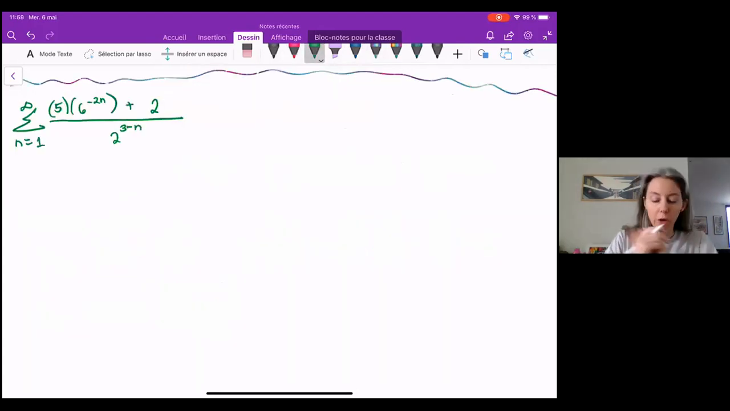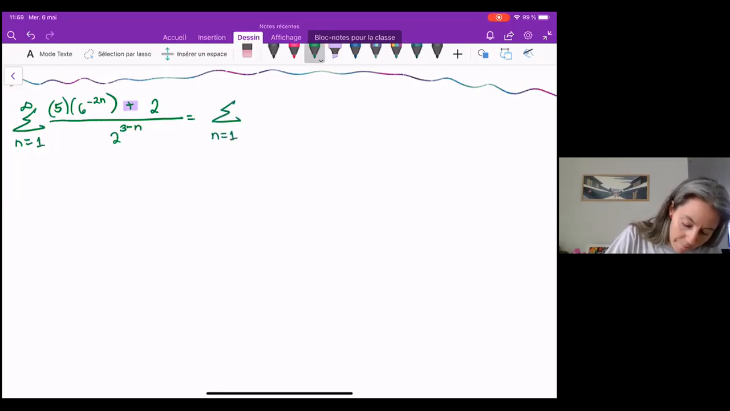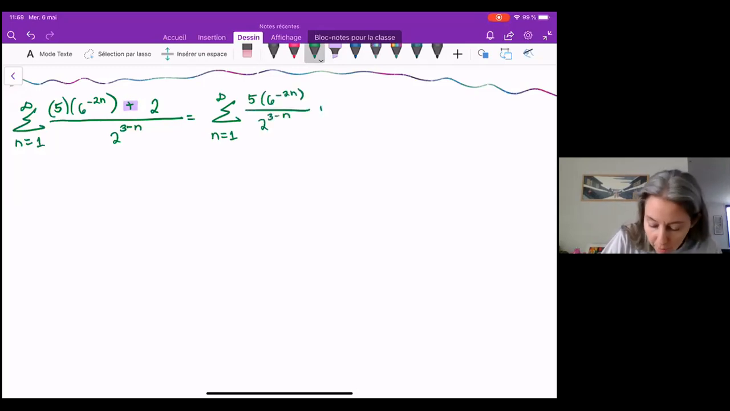All right, so the first thing to notice about this problem is that we have this plus sign right there. Now this plus sign is the thing that's stopping this from being a geometric series. So I'm going to take it and I'm going to separate it into 2 different series. So I'll get the sum n equals 1 to infinity, 5 times 6 to the negative 2n, all over 2 to the 3 minus n, plus now I'll have this new series n equals 1 to infinity of 2 over 2 to the 3 minus n.